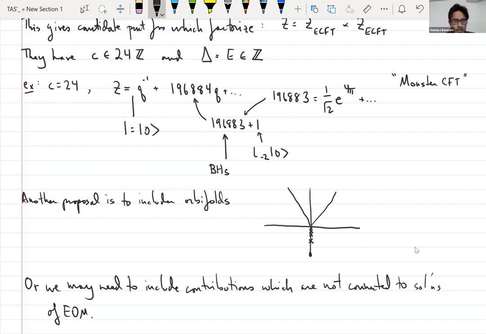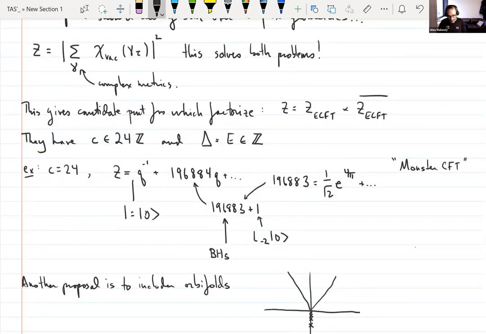Ask a question. If the monstrous CFT solves both of the problems, why did the story not end there? Good question. So the problem is that, well, okay, I'm trying to summarize about a decade's worth of discussion in the literature in a few minutes here.